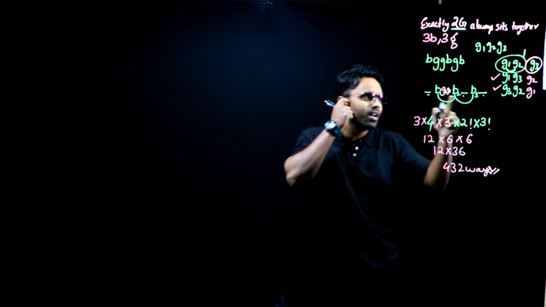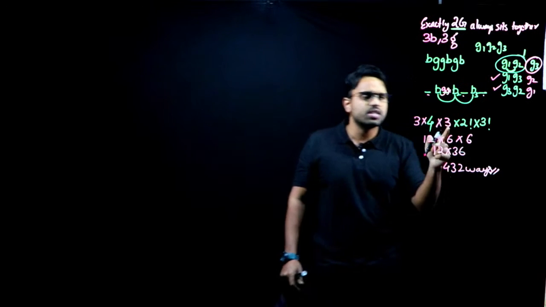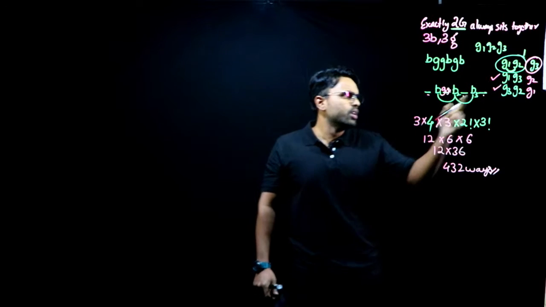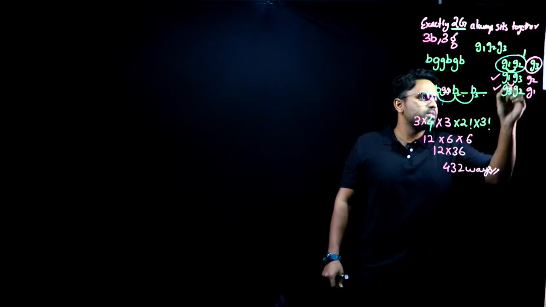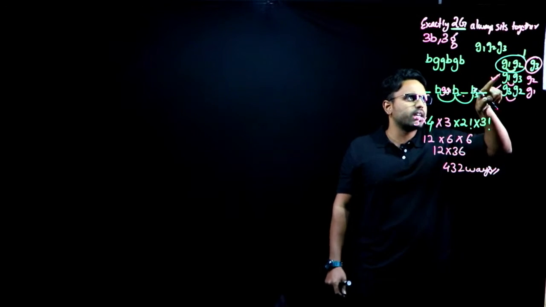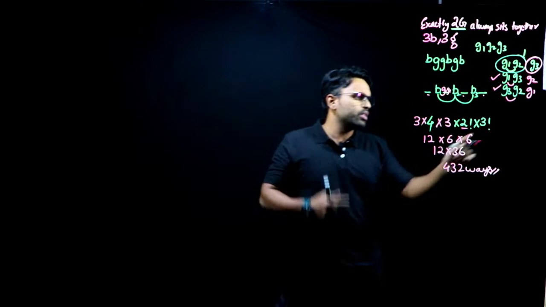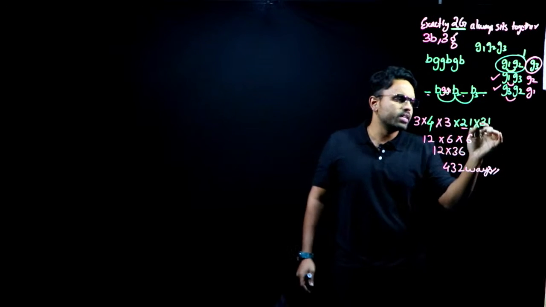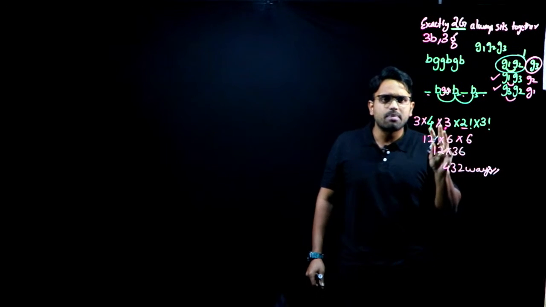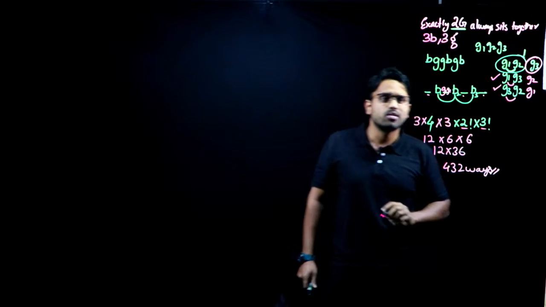Now, that girl can occupy one among these 3 positions, the 3 that I've written here. Now, these girls can rearrange among themselves. That is, this can come here and this can go there. That is 2 factorial. The 2 factorial I've written here. Now, these boys can rearrange among themselves. 3 factorial. How many ways can 3 people rearrange among themselves? 3 factorial. That also I've written here.